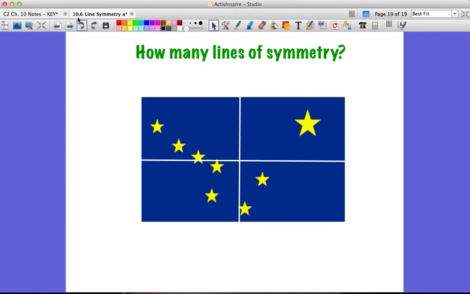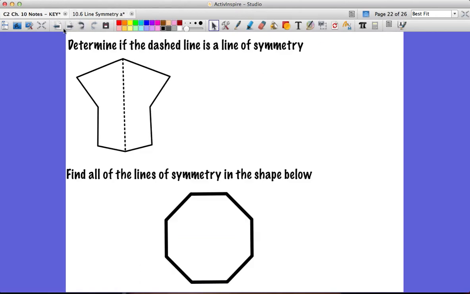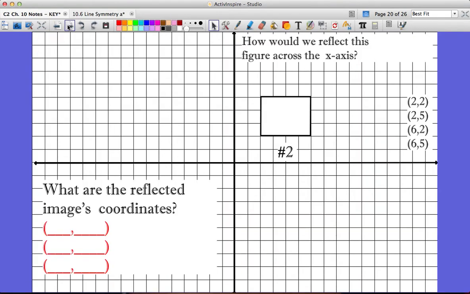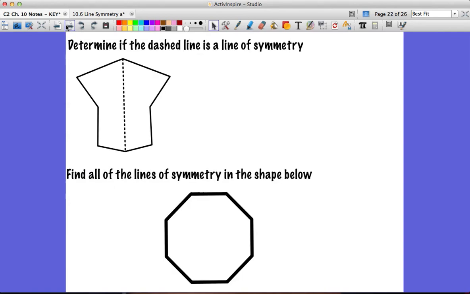Again, you're posting to Edmodo your answers to number 1 and number 2, and then any connection that you found between regular polygons and the number of lines of symmetry that they have. If you have any questions, please make sure to write them down or post them to Edmodo so we can go over them in class.